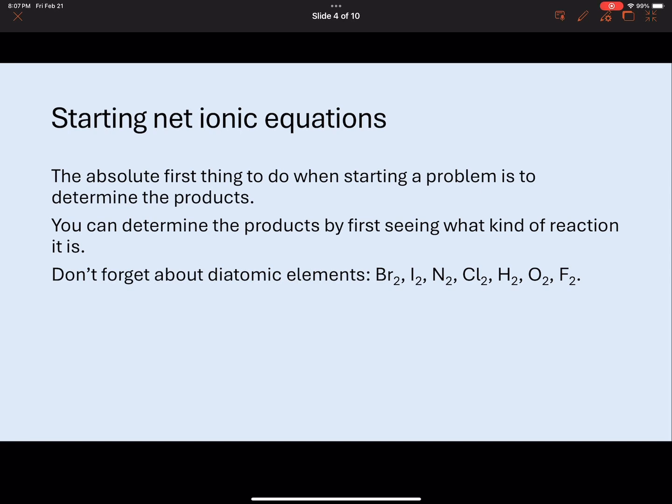So the first thing to do when starting a problem is to determine what your products are going to be. You can determine the products by first determining what kind of reaction it is. So if you are given KCl plus PbNO3, which is potassium chloride plus lead nitrate, you know that that is going to be a double replacement reaction simply based off there are two compounds given, and you know that you're going to have to switch the charges, and you should be able to know what to do. And also, when making your products, do not forget about the diatomic elements, which are listed below.